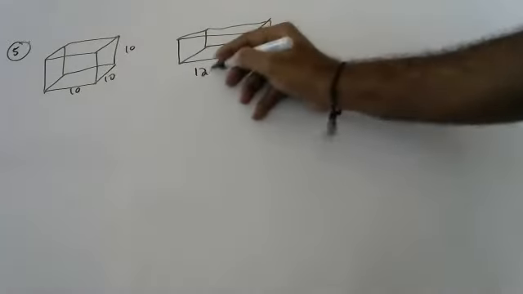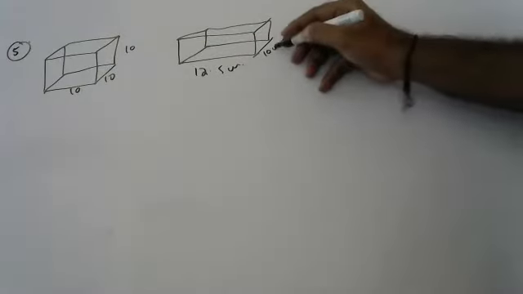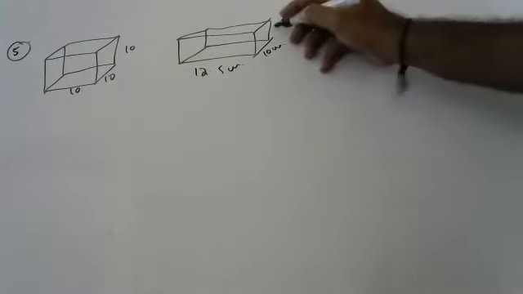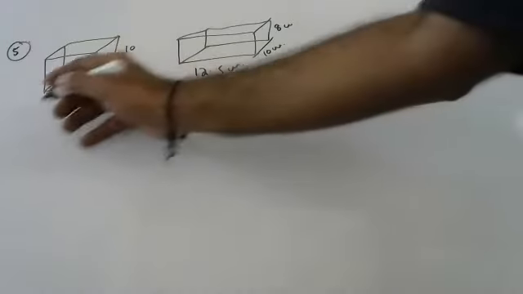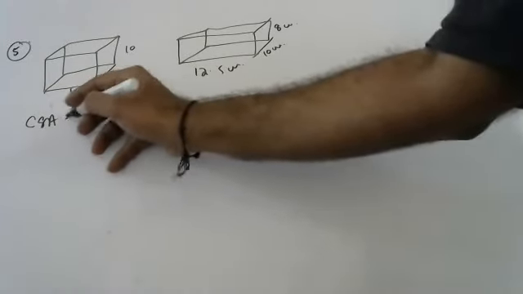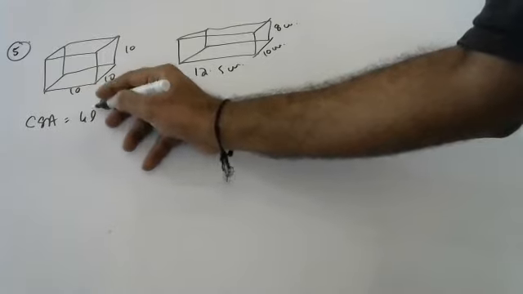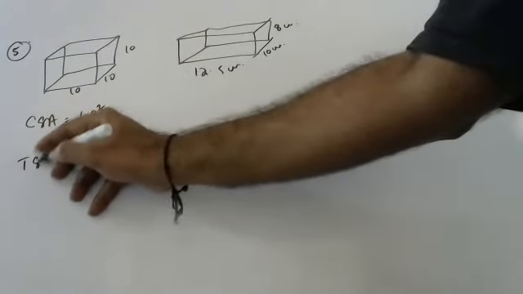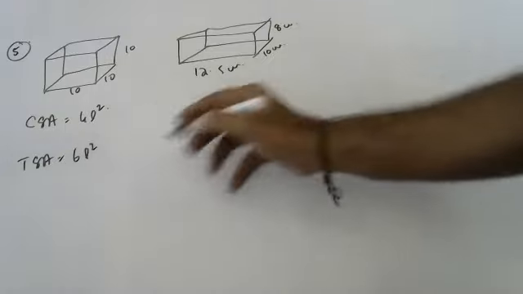Length is 12.5 centimeters, breadth is 10 centimeters, and height is 8 centimeters. Which has greater CSA and by how much? Which has greater PSA by how much? Can anyone say what is the CSA of cuboid formula? 2h into L plus B. PSA formula of cube, anyone? 6L square.